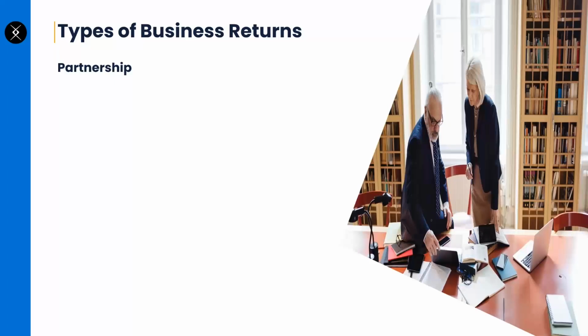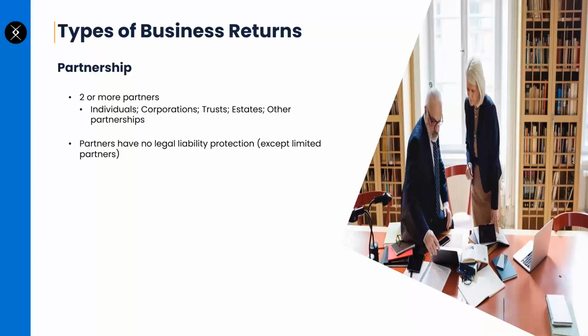Moving on, we have the partnership. So that normally goes along with its name, right? There's two or more partners to this type of return. Individuals, corporations, trusts, estates, and other type of partnerships. Partners have no legal liability protection except limited partners.